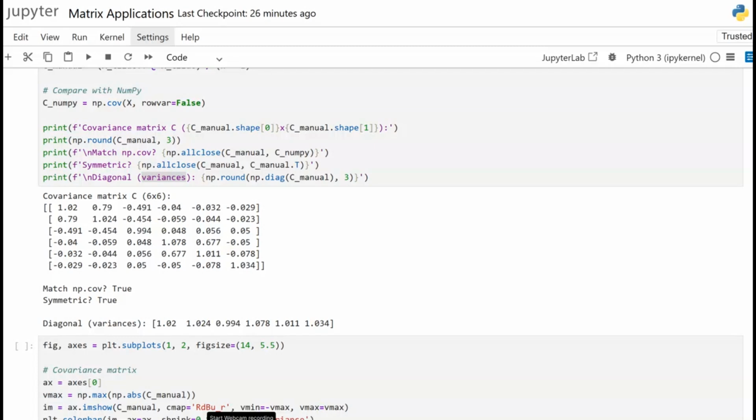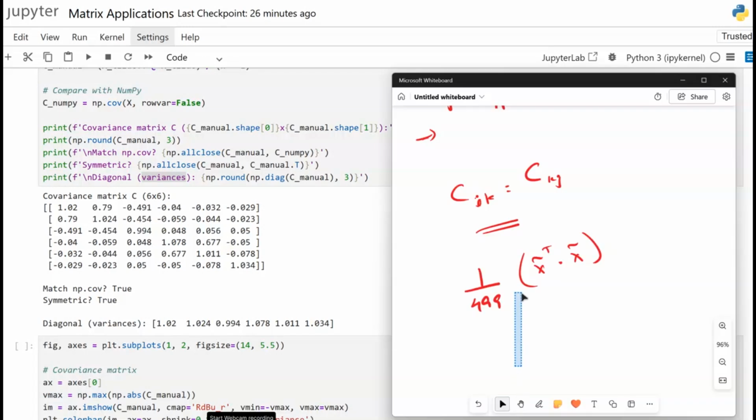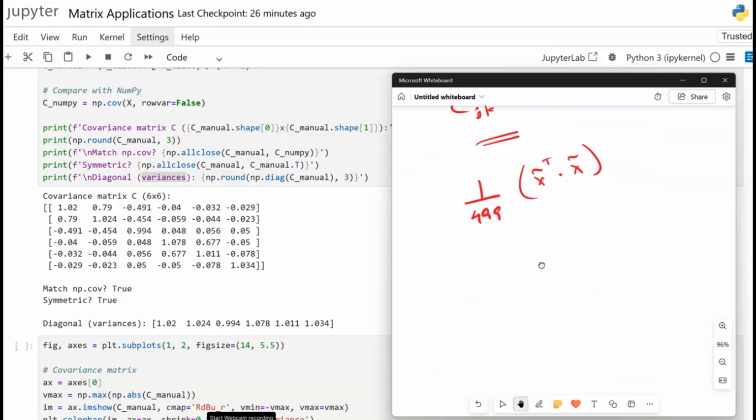And here I just want to specify one thing. Usually some would ask why this n minus 1. Actually, this is Bessel's correction. Dividing by n minus 1 instead of n gives an unbiased estimator, mainly for population covariance when working with a sample. So that is what we are using here, n-1. Kindly just keep it in mind.